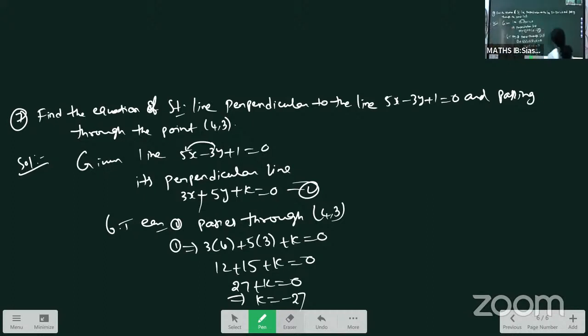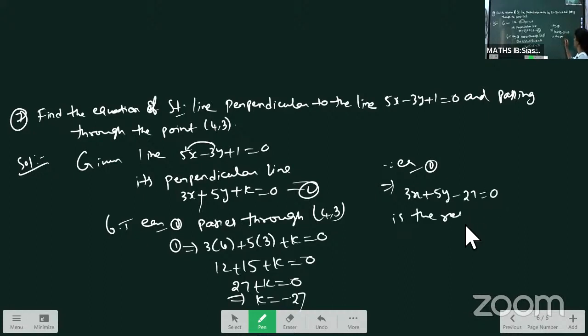Where to substitute this value? Substitute k in equation 1. This implies 3x plus 5y minus 27 is equal to 0, which is the required perpendicular line.